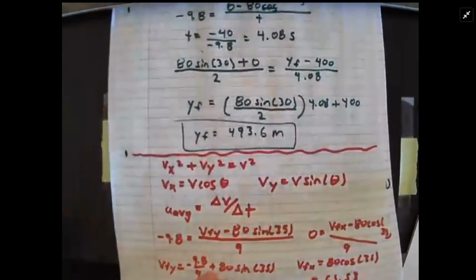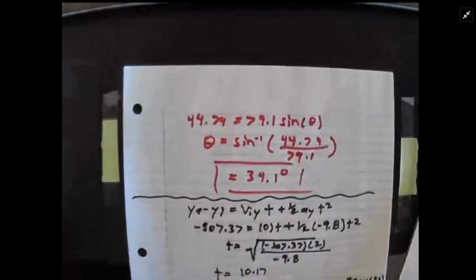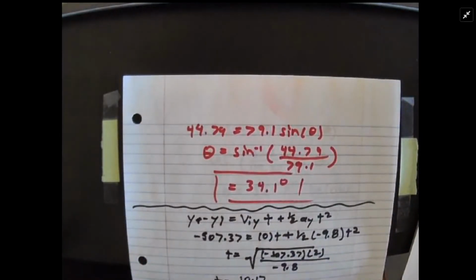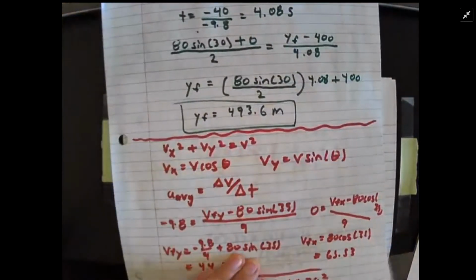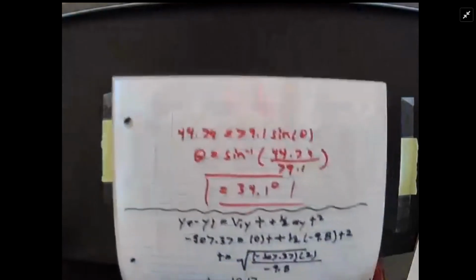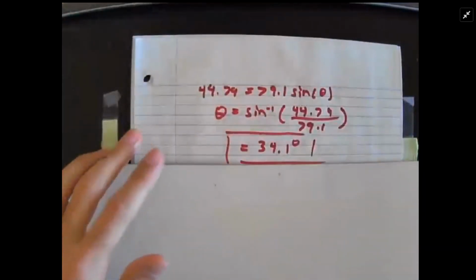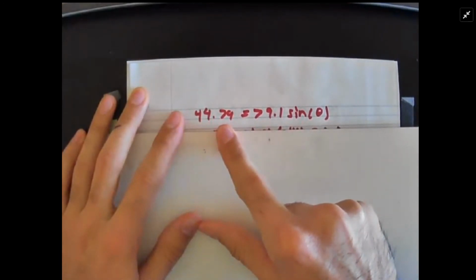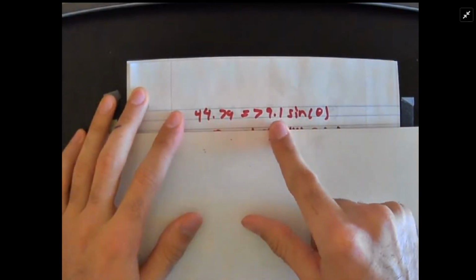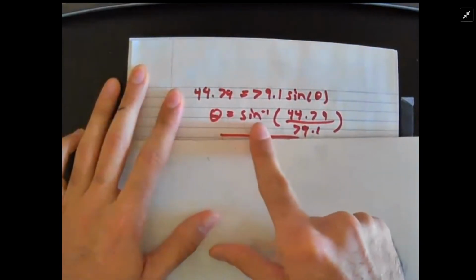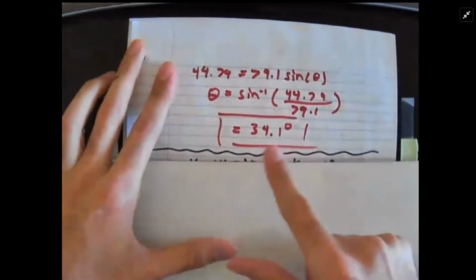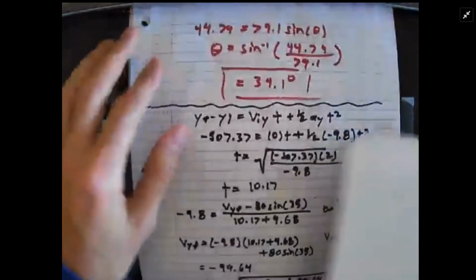But I'm not done yet. I have to find the angle as well. So to find the angle, I'm going to take either one of these equations here and solve for theta. I decided to take the y direction equation. I know that Vy is 44.79 meters per second, and V is 79.1 sine theta. So I solve for theta by taking the inverse sine, and I get 34.1 degrees.